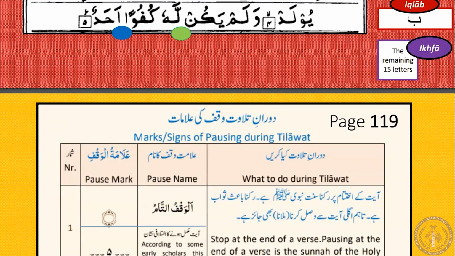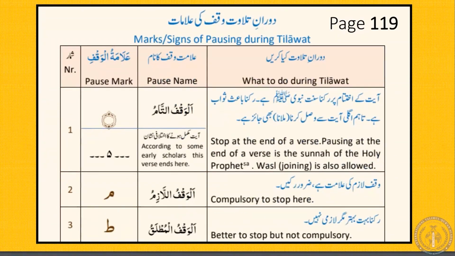You should know exactly what I'm talking about because, of course, you were here last week and you were here to see these signs. So just a quick reminder, these are the three or four stop signs or signs of waqf that we have learned so far. Al-waqf al-tam, the perfect stop, the complete stop. Al-waqf al-lazim, the compulsory stop. Al-waqf al-mutlaq, the absolute stop.